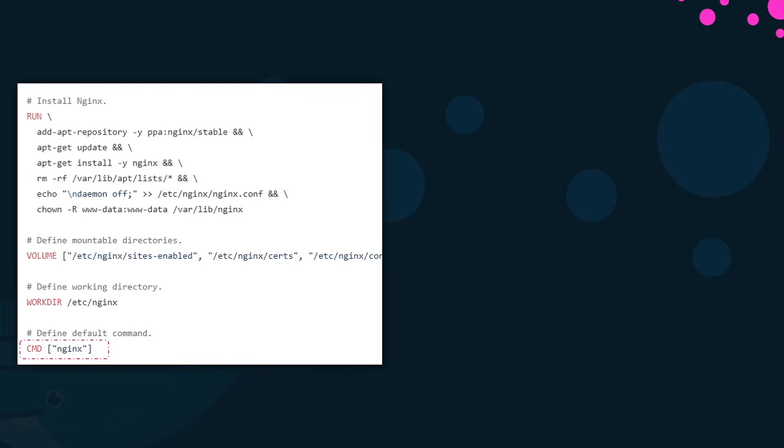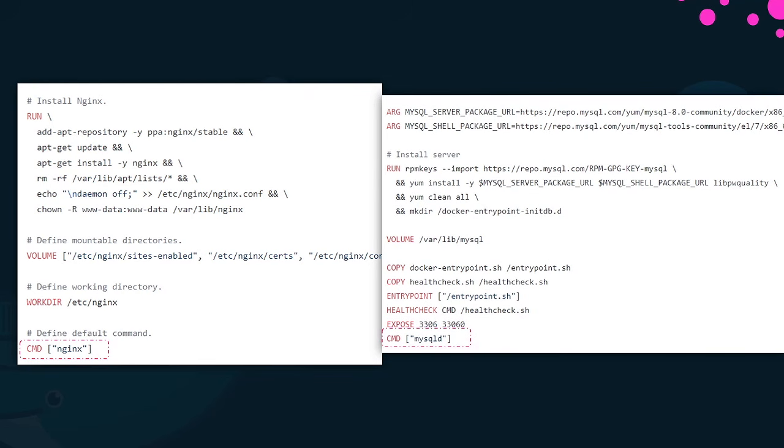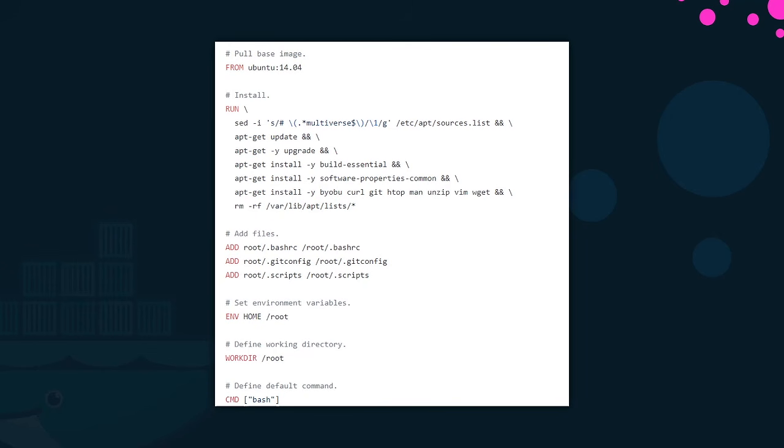For the nginx image, it is the nginx command. For the MySQL image, it is the mysqld command. What we tried to do earlier was to run a container with a plain Ubuntu operating system. Let us look at the Docker file for this image. You will see that it uses bash as the default command.